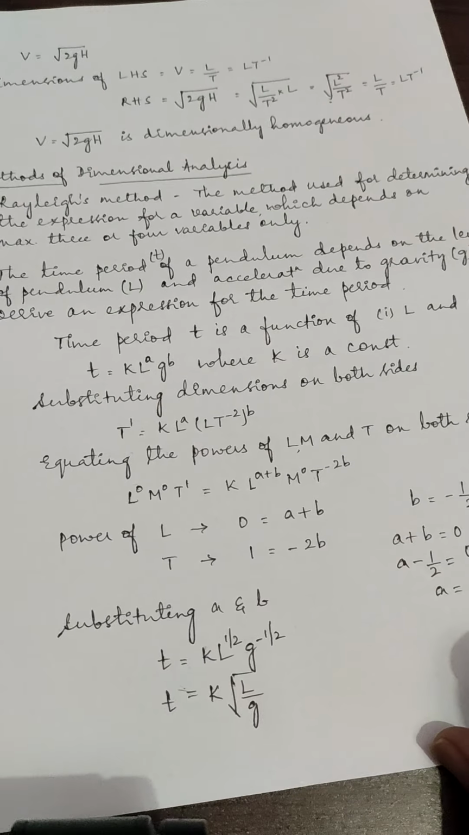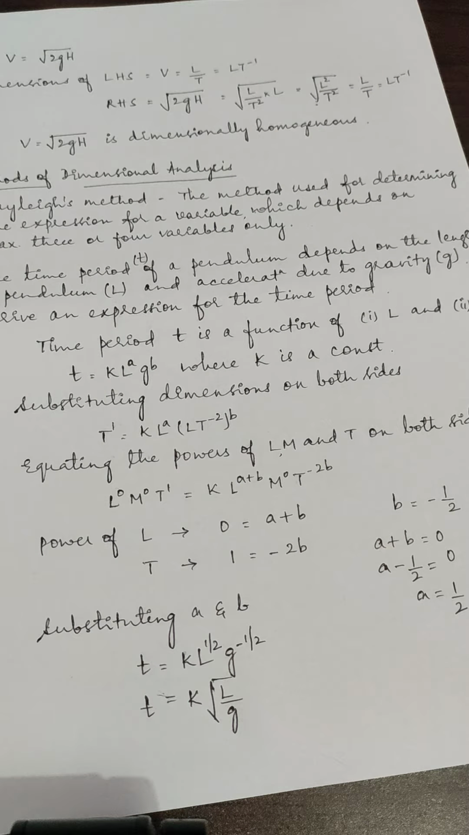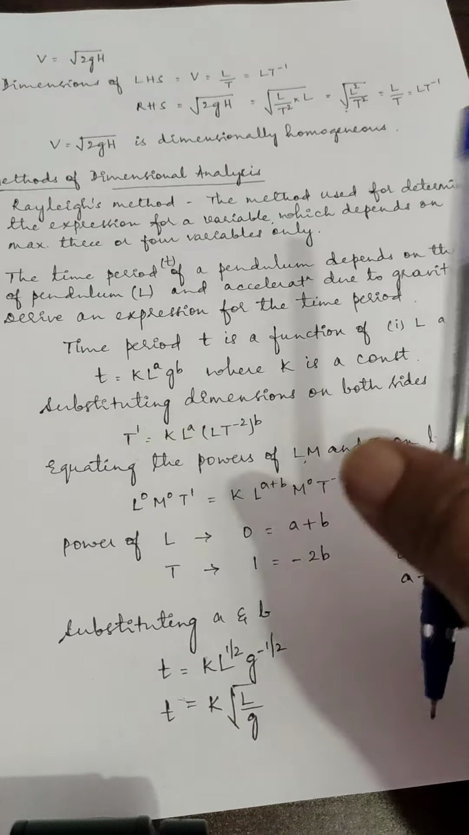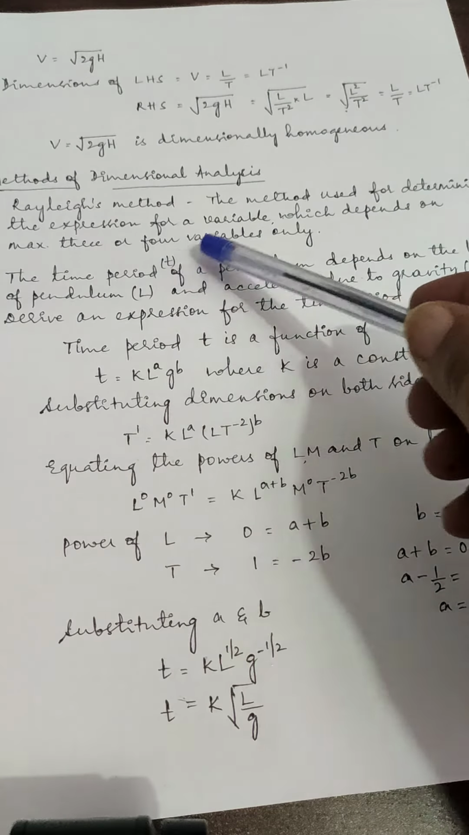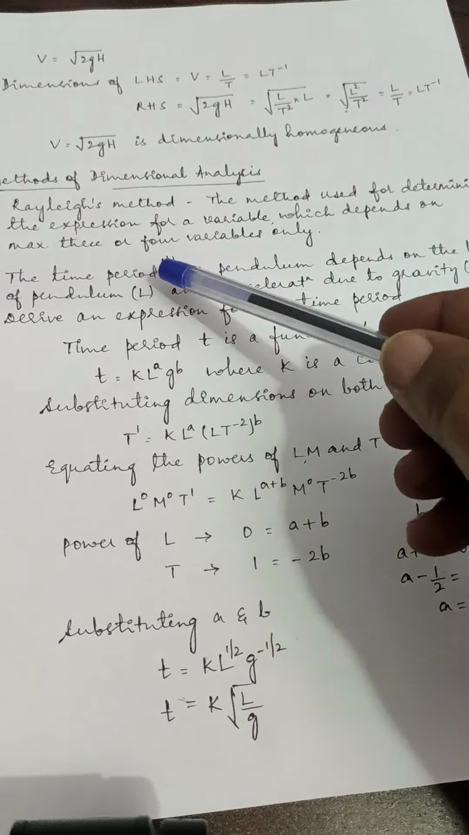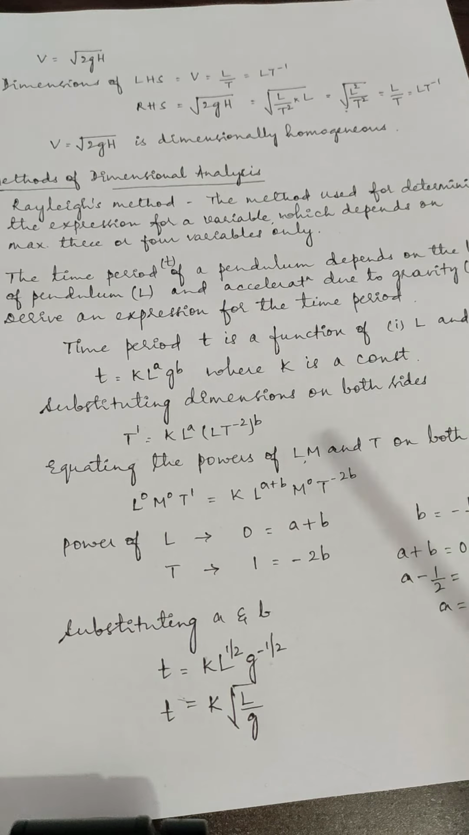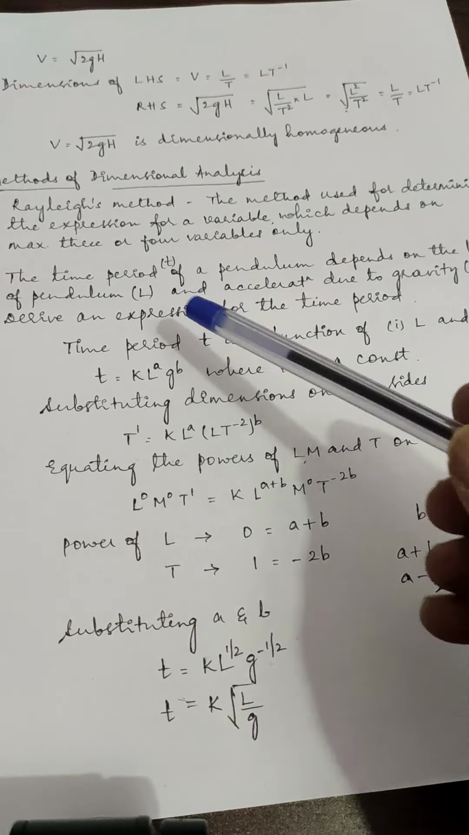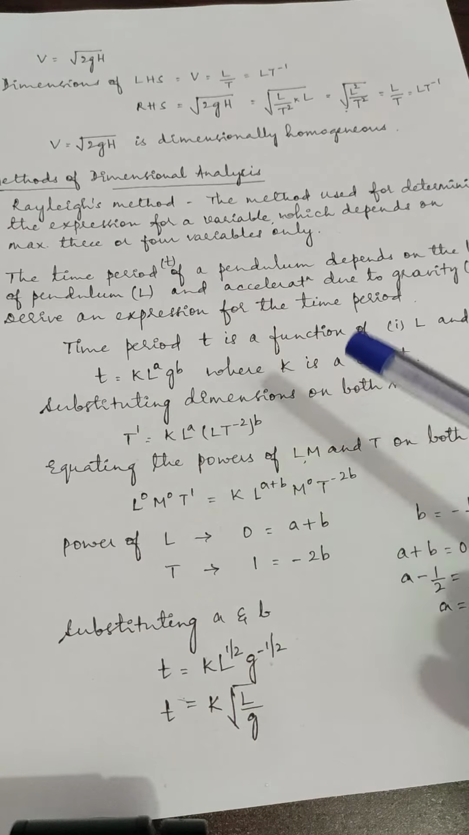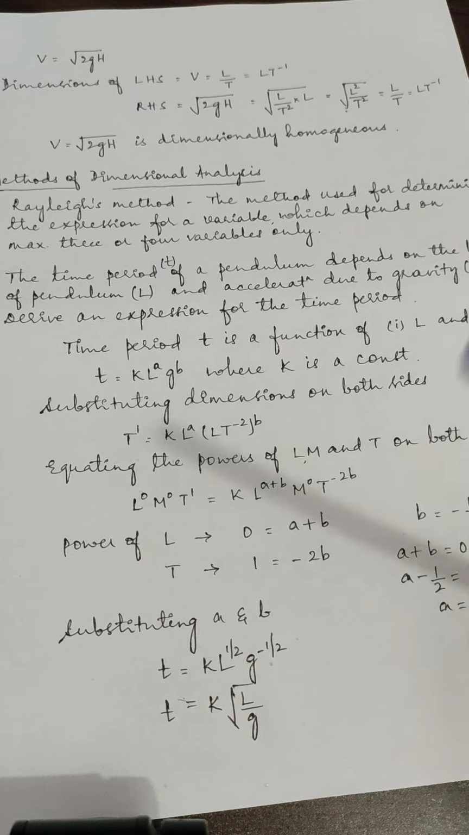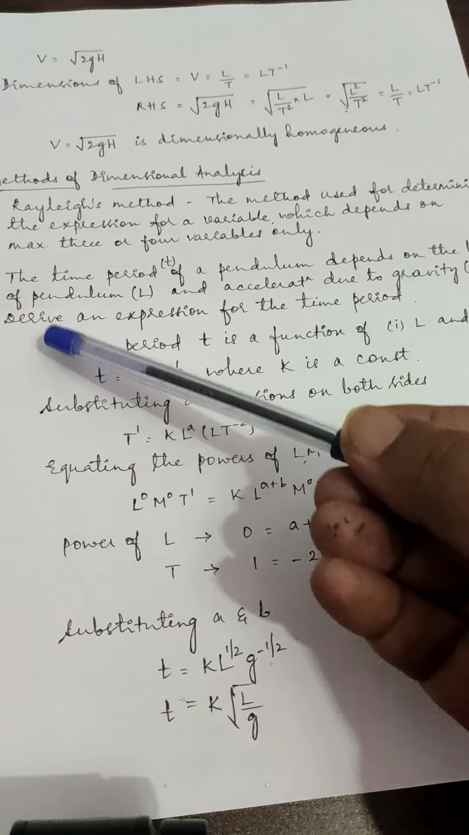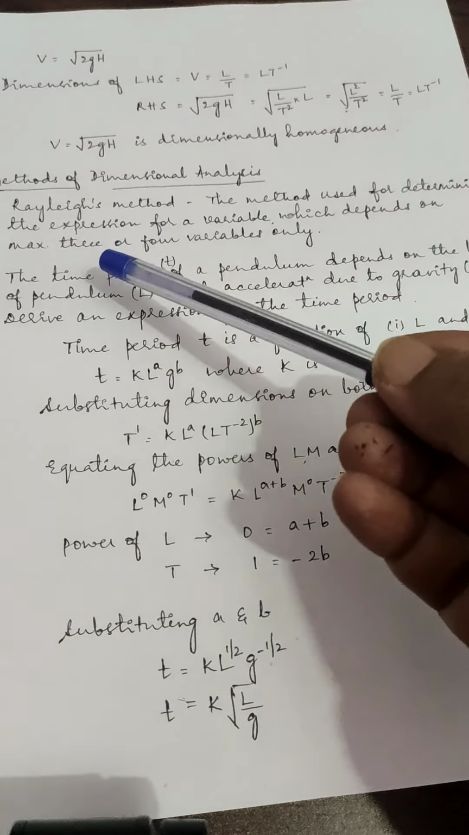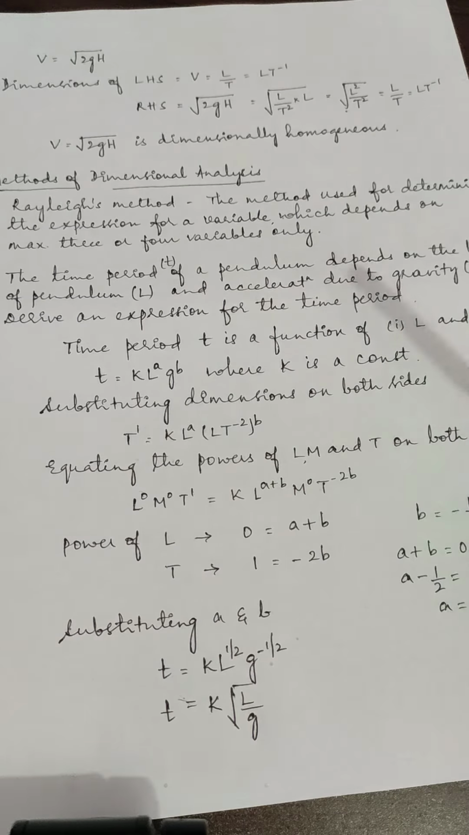The methods we use in dimensional analysis are Rayleigh's method and Buckingham's method. Today we will take Rayleigh's method. It is the method used for determining the expression for a variable which depends on a maximum of 3 or 4 variables only. If an expression contains more than 4 variables, it is very cumbersome to use Rayleigh's method. Then we will go for Buckingham's pi theorem, that we will see later. So here we are taking a simple problem consisting of a maximum of 3 to 4 variables.